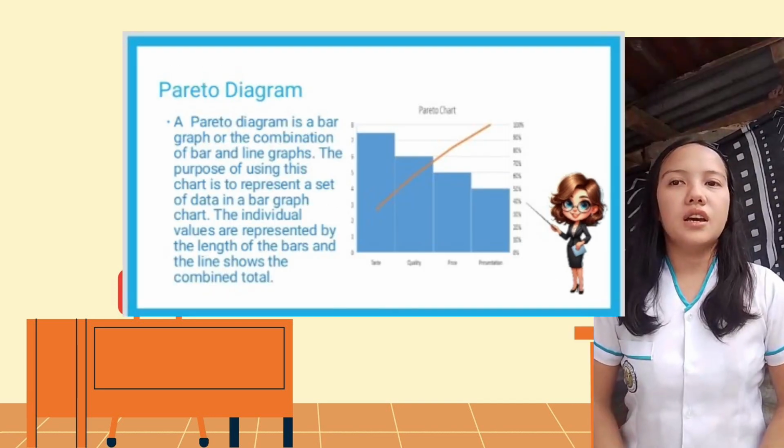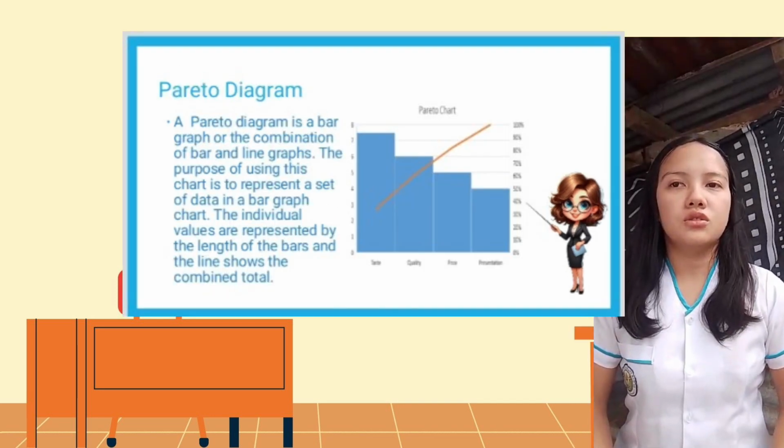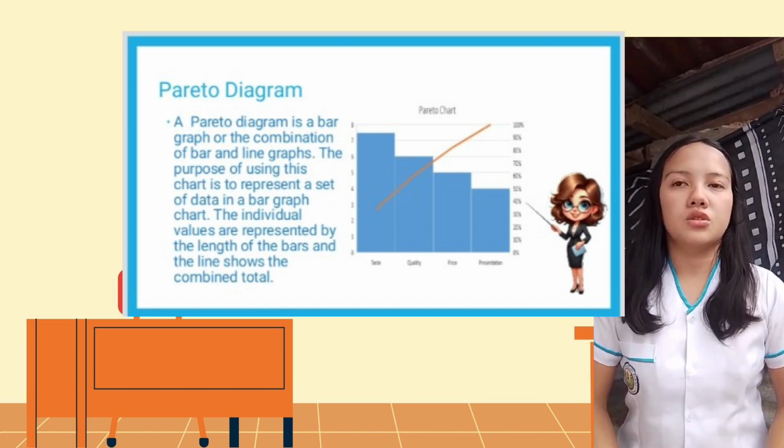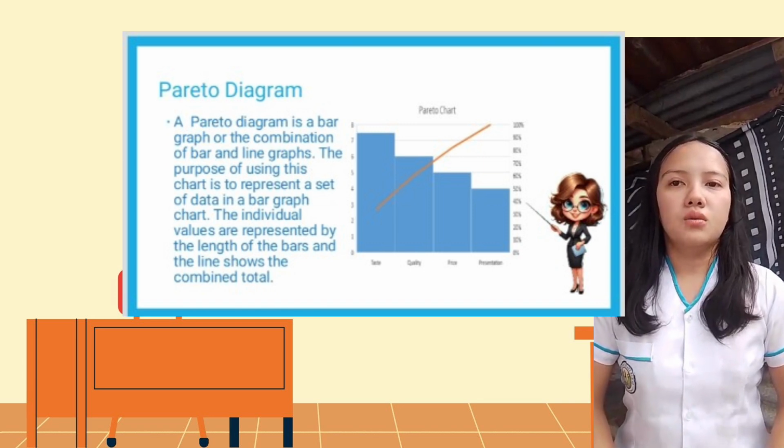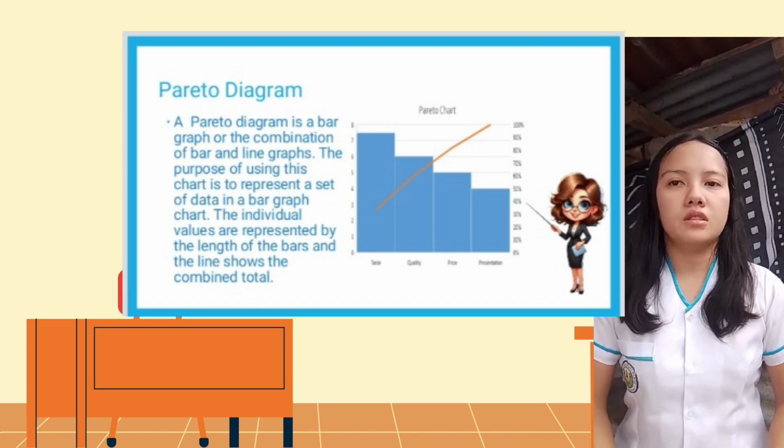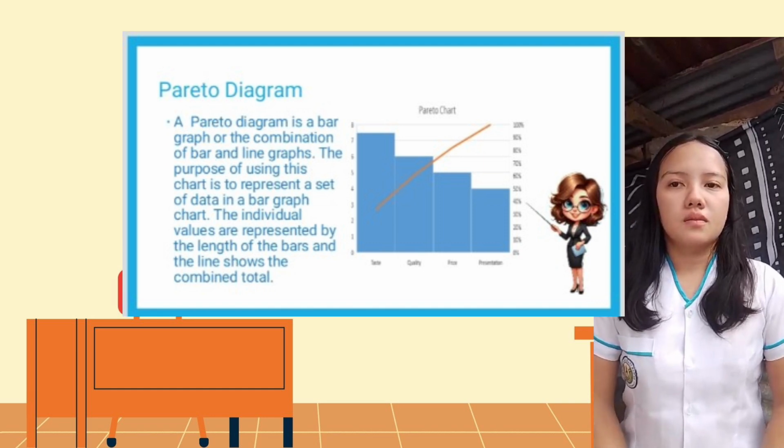A Pareto diagram is a visual tool used to identify and prioritize the most significant factors contributing to a problem or issue. It's based on the Pareto principle, which states that roughly 80% of effects come from 20% of causes.